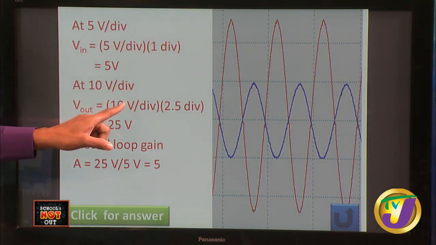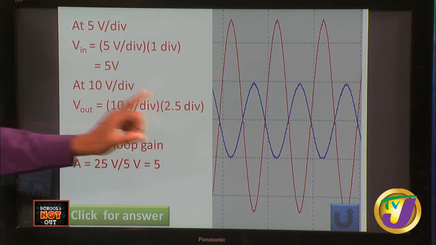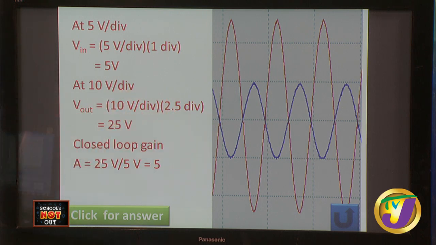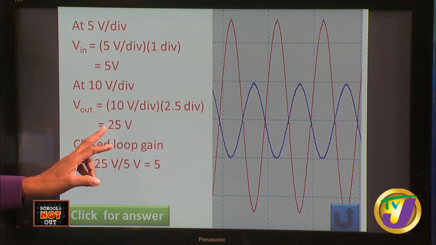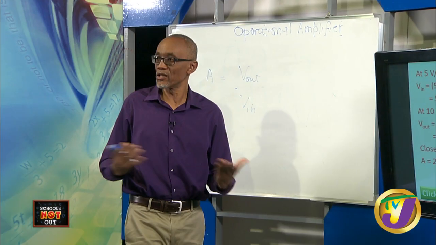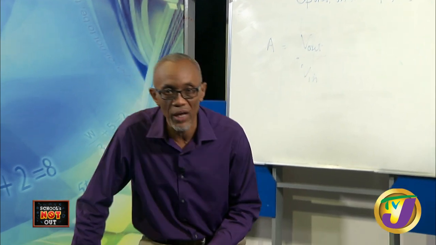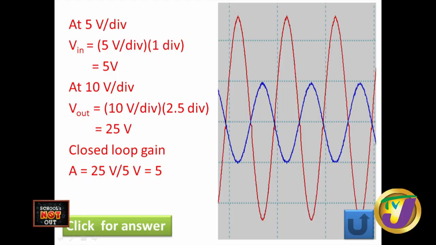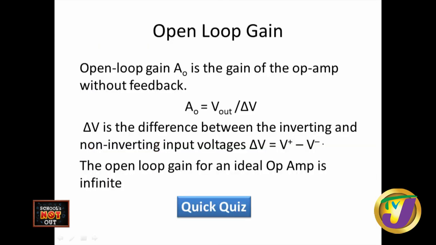So it is 10 volts, the voltage sensitivity, by the number of divisions, and that will be 25 volts, right? So the closed loop gain is V out, which is 25, divided by V in, which is 5. So the gain is 5. The gain doesn't have any units, right? So the gain of that feedback circuit is 5. All right? Okay.